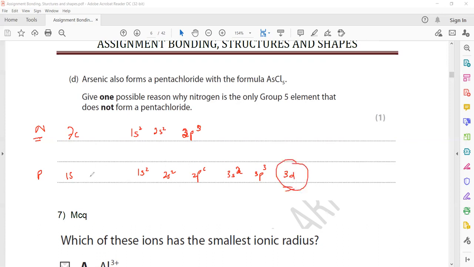So phosphorus can arrange electrons in d orbital, but nitrogen cannot. There is no 2d orbital. We don't have any 2d orbital for nitrogen, but there is d orbital available for other elements. That's why, for the same group, they can adjust more electrons as compared to nitrogen. So the simple answer: there is no 2d orbital.